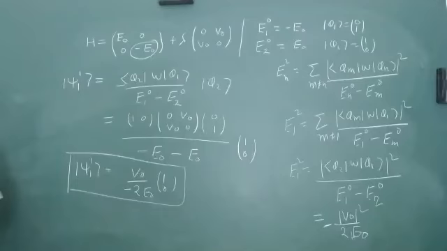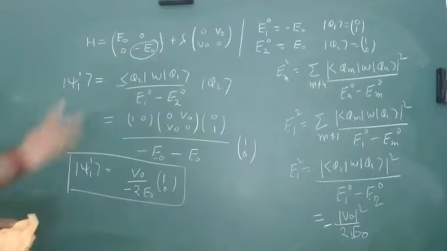Sir, V naught upon 2 E naught. V naught upon 2 A naught. And what will be this function? Yes, sir. Which function will it be? Zero. 0 1, 0 1, 0 1. Very good. Let me do it once, and then you will do that as well, right?